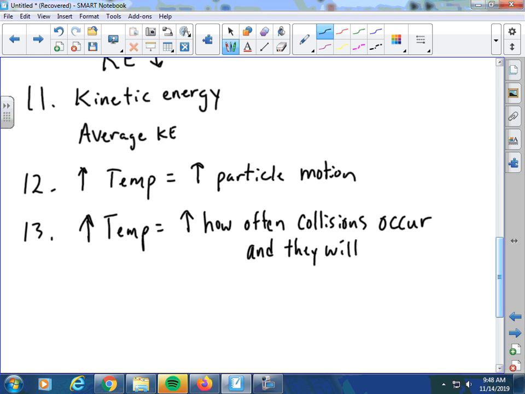And not only that, but the particles will also be hitting with more force because they're moving faster. Okay? So if you have increased temperature, the particles will move faster, which means they're going to collide with the walls of the container more often and with more force. That means higher pressure.